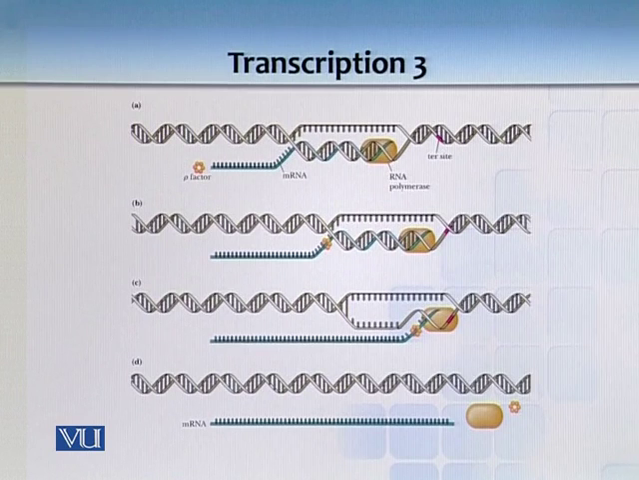Rho factor slides and moves along in the 5' to 3' direction, and ultimately dislodges the complex in which transcription is taking place. But it is not that easy. It's an oversimplification of a very complex phenomenon. And ultimately RNA polymerase gets dislodged and the Rho protein also gets dislodged.